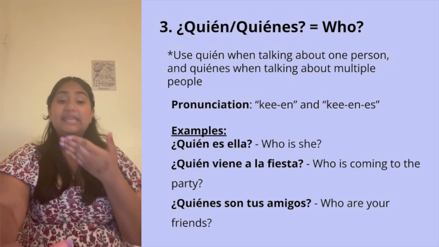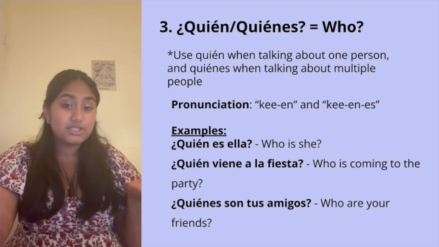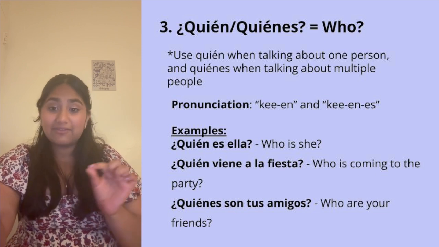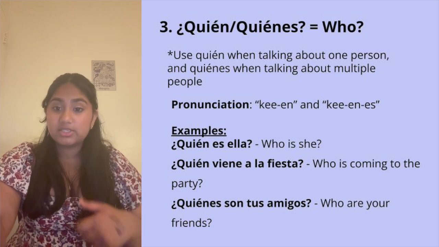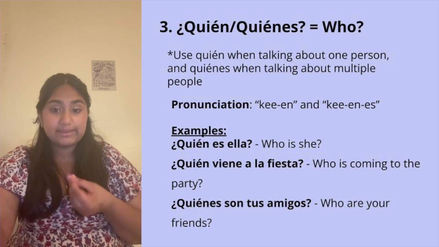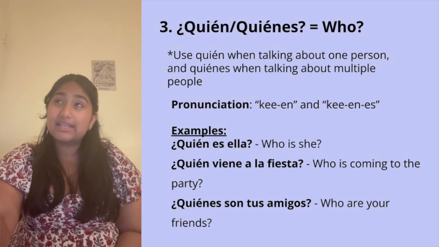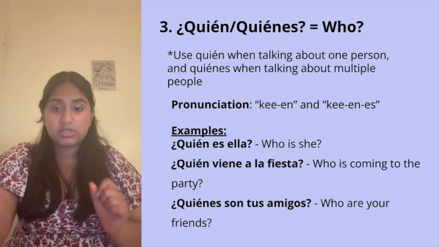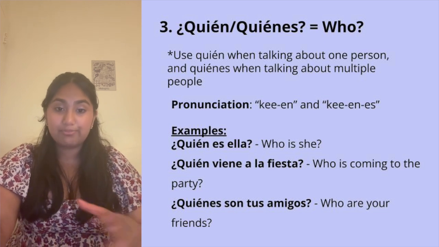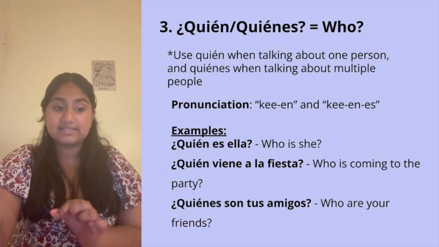Okay, so some examples. We have ¿quién es ella? Who is she? Then there's ¿quién viene a la fiesta?, which is who is coming to the party. And then lastly, let's say, ¿quiénes son tus amigos? Who are your friends? Plural, because friends is plural, so we use quiénes.